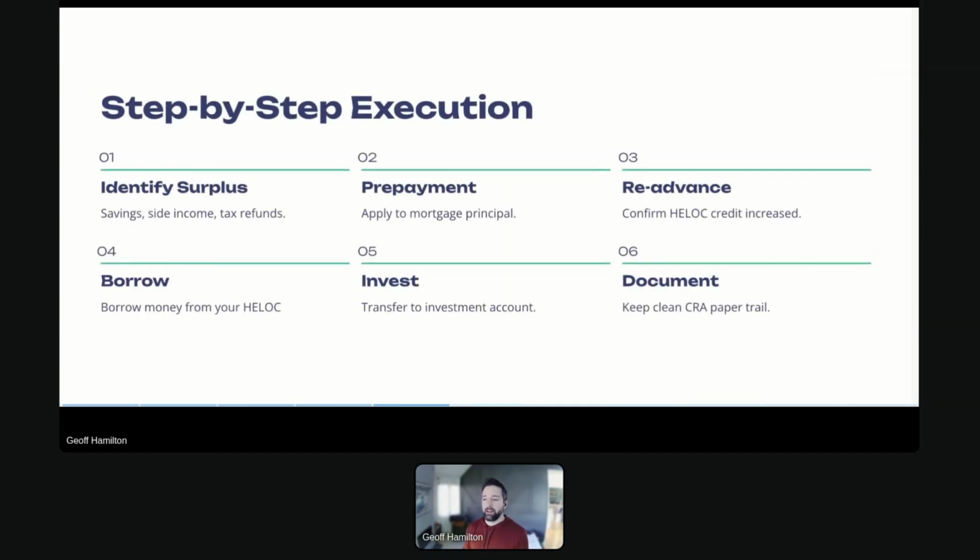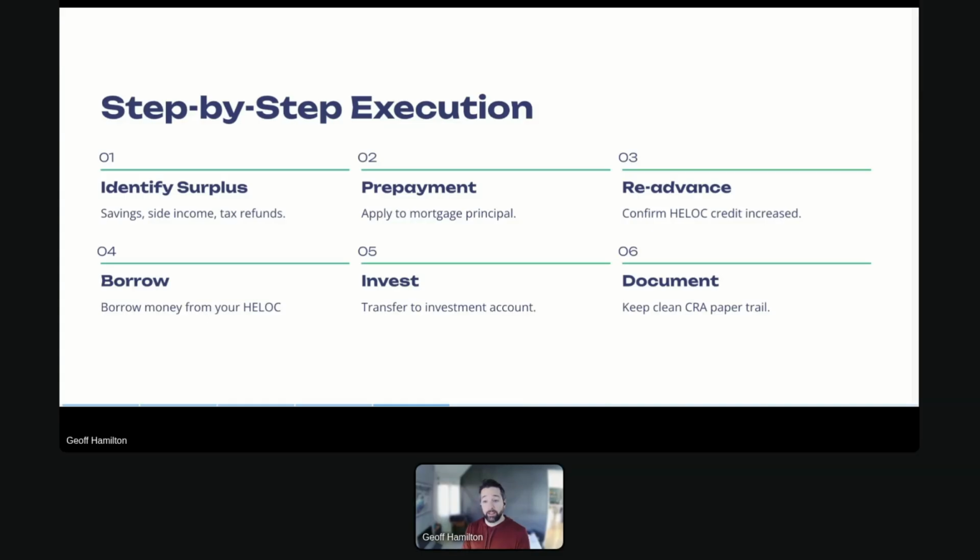So how do you do this? How do you execute the cash flow diversion? Number one, you identify the surplus. You figure out how much you can consistently allocate to your investments each month, whether it be 100, 500, 1,000, whatever it happens to be. Step two, you make a prepayment on your mortgage principal. So you're going to take that, say $500, apply it as a prepayment to your mortgage, and then we move on to step three, and you confirm that the HELOC credit is increased. So to do these strategies, you need to have a readvanceable mortgage. So you're just going to confirm that that readvanceable mortgage is working as designed, and you actually have that room available in your HELOC.